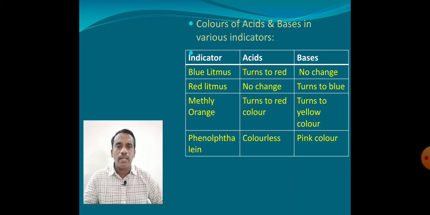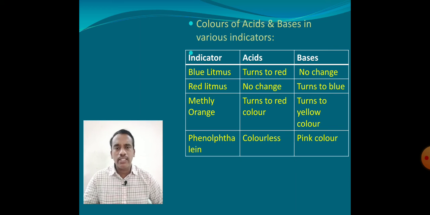And also we had studied about methyl orange. In the acids, what is the color of methyl orange? It turns red. And what is the color of methyl orange in the bases? It turns yellow. What is the basic color of methyl orange? Reddish orange color. Naturally it occurs as reddish orange.